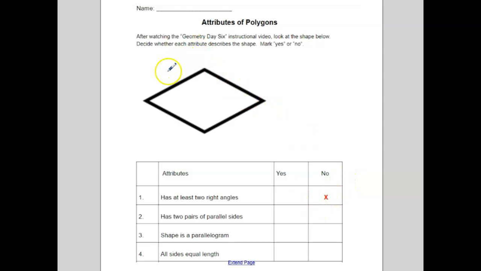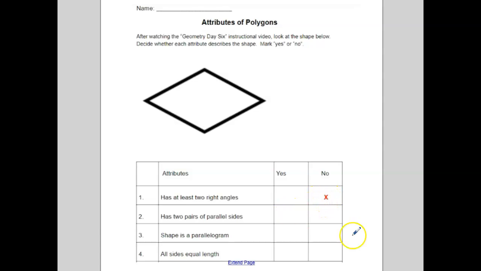So here is my first polygon. Well, let's classify it. What's its name? So it has 1, 2, 3, 4 sides, so it's a quadrilateral. So does it have at least 2 right angles? Well, no, it's a rhombus. It doesn't have any right angles. So I would put my X in the no box.